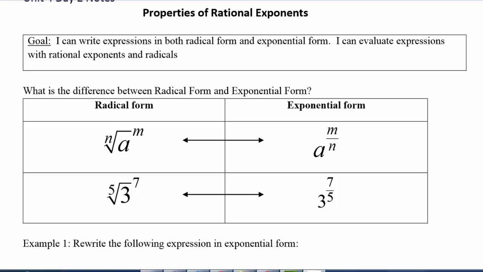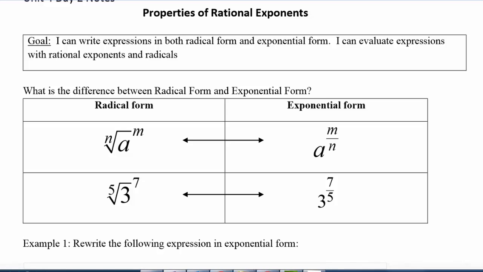Hey everybody, today we are continuing on with properties of rational exponents. So our goal today is that I can write expressions in both radical form and exponential form, and I can evaluate expressions with radical exponents, rational exponents, and radicals.